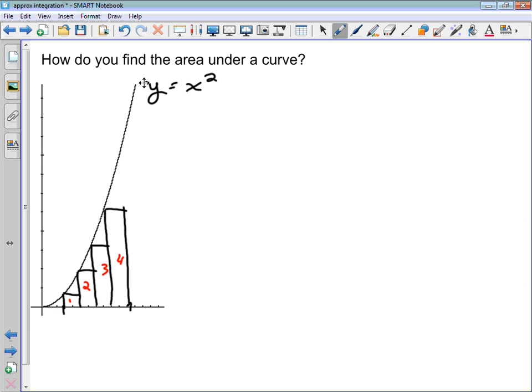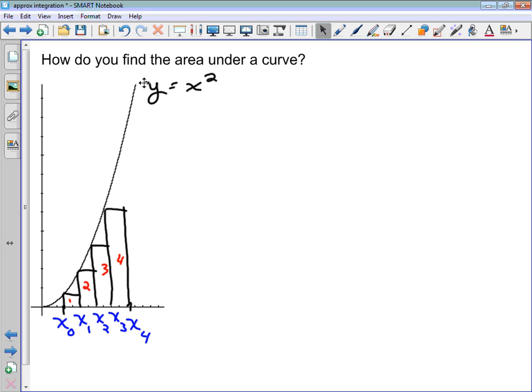So let's say we want to find the area from our first point here, we'll call it x0, and our last point here is going to be x4. So we want to find the area between x0 and x4. Well, we have these other little x values where our rectangles begin and end. Call them x1, x2, and x3.